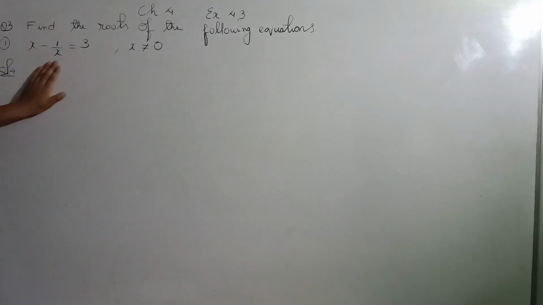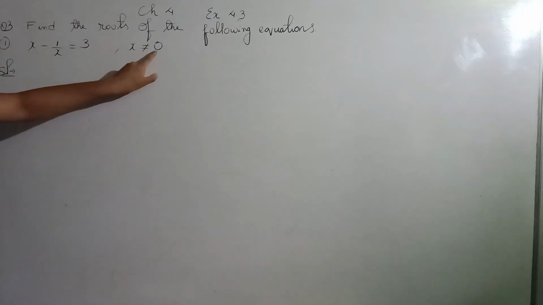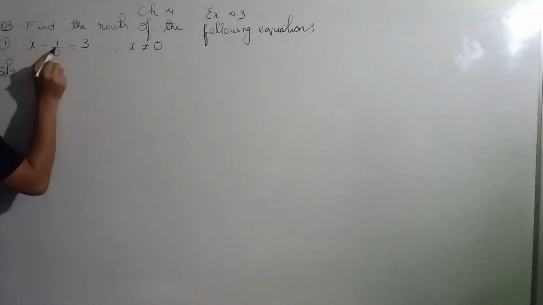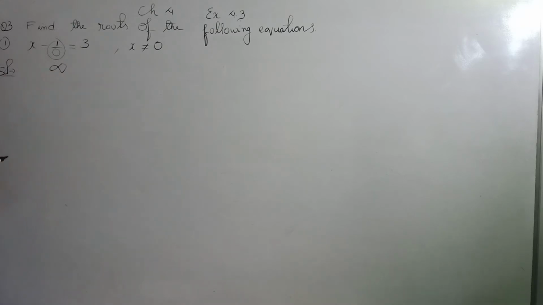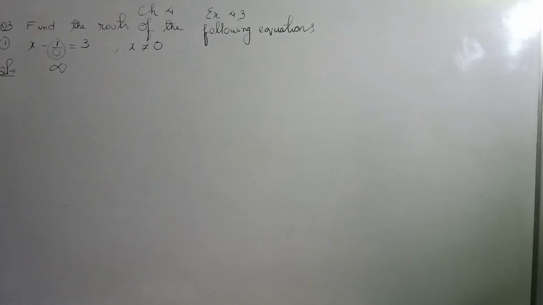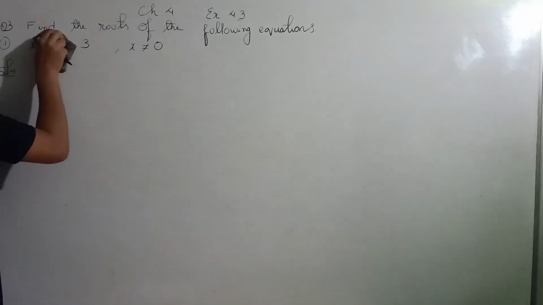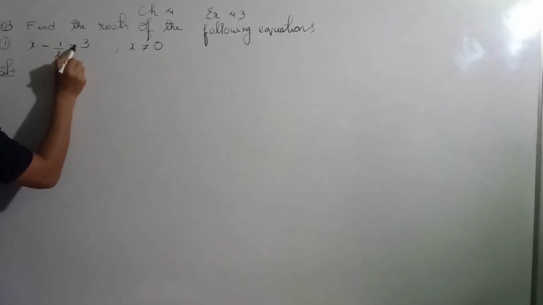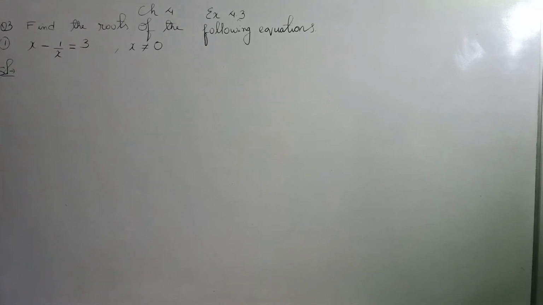Here x can take any real number except that it should not be 0. Because if you take x as 0, then 1 by x becomes 1 by 0, and 1 by 0 is undefined. So if you take the value of x to be 0, then your equation becomes undefined. So here we are not supposed to take the value of x to be 0. Apart from that, x can be any real number.